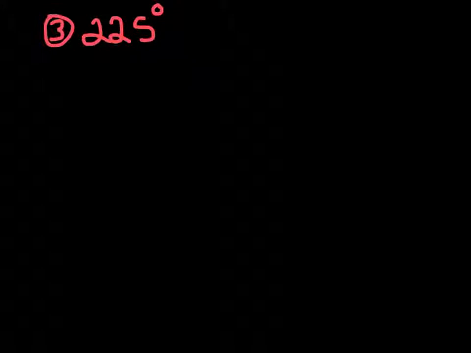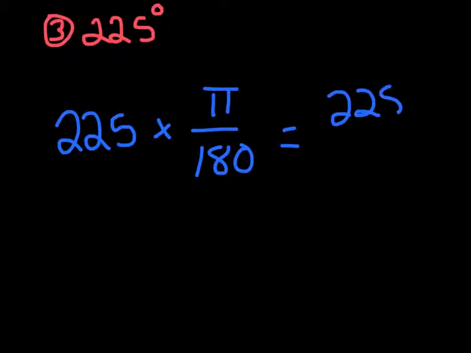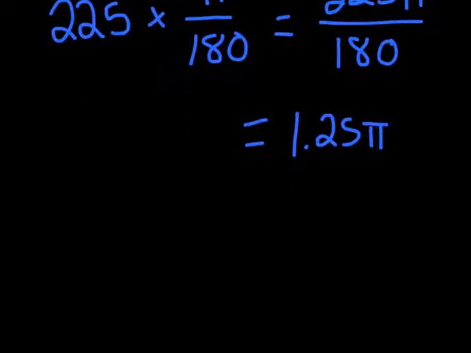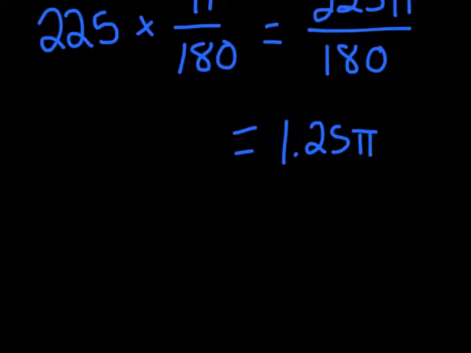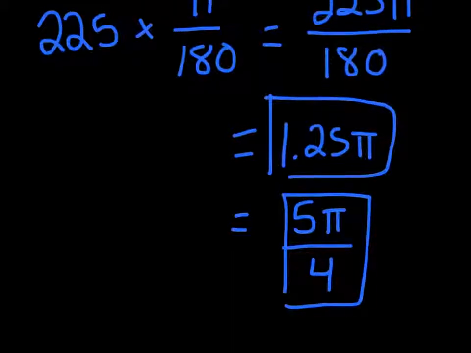Now we have 225 degrees, and we want to go to radians. So we multiply by pi over 180. When you simplify this, you get 225 pi over 180. And if you simplify, you get 1.25 pi. Or if you don't like decimals and you want to go to fractions, you would get 5 pi over 4. So any one of these answers is acceptable.